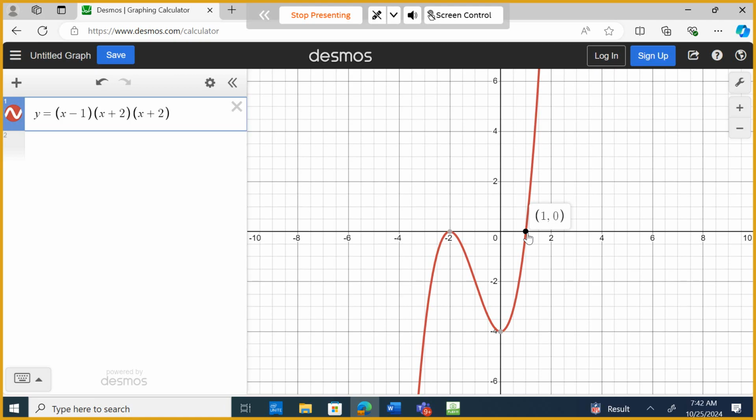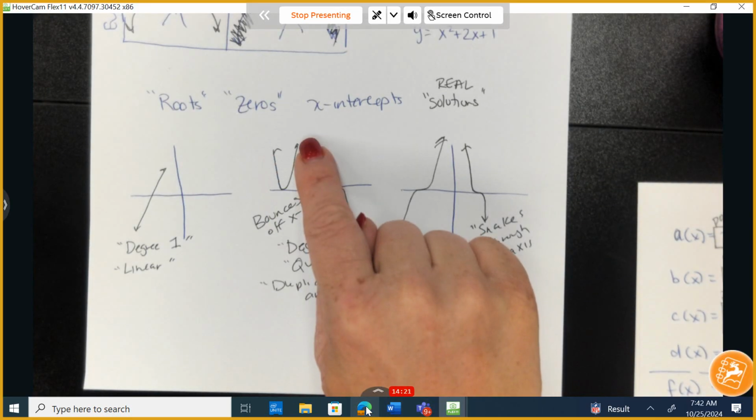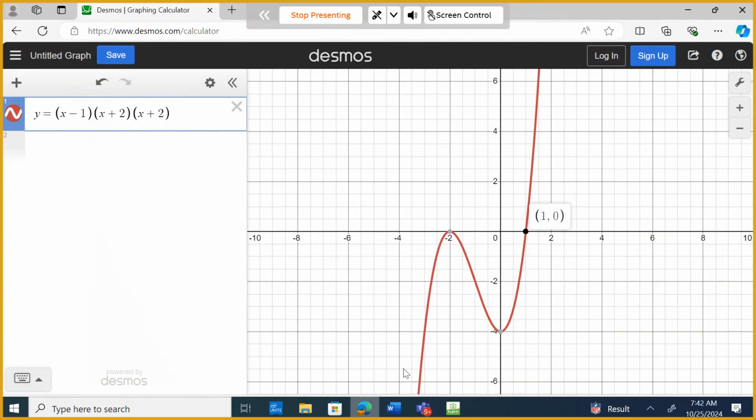How many times did we actually describe a solution as x equals -2? Twice. We duplicated that answer. So let's go back. If it's duplicated, what happens? It bounces off. So let's come back here. At -2, does everybody see how it bounces off?